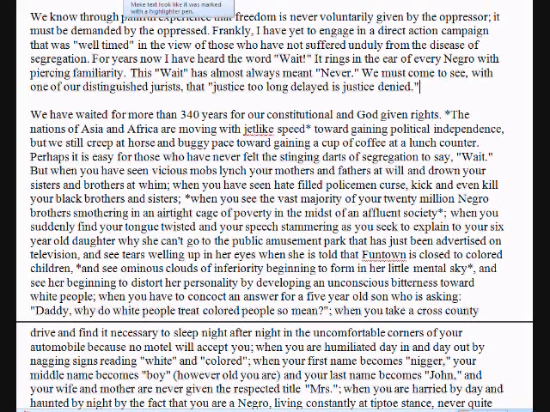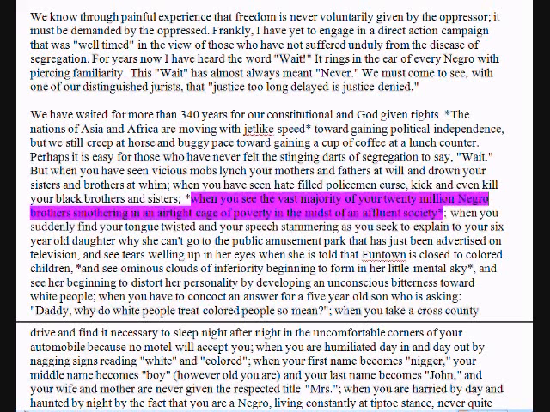Okay, our word was metaphor. And we found a couple metaphors here. The first one that we found was, "when you see the vast majority of your 20 million Negro brothers smothering in an airtight cage of poverty." That's a metaphor because it's comparing their situation to an airtight cage, but it's saying that it actually is an airtight cage. It doesn't say that it's like.